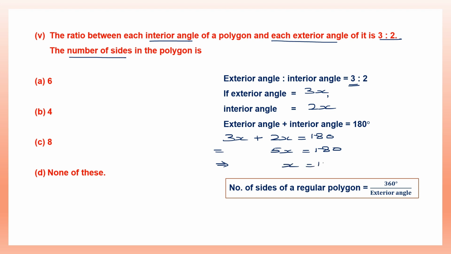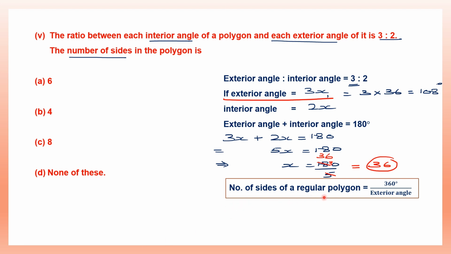Now we can find the value of x. x is equal to 180 divided by 5. So here we can say 5 ones are 5, 5 threes are 15, there is 3 left, 30. So 5 into 6 is 30. So now x is equal to 36. So we have found x to be 36 degrees. Now let's go back and find the exterior angle. Exterior angle is 3x, which is 3 into 36. Now how much is 3 into 36? That will be 108. So the exterior angle is 108 degrees.